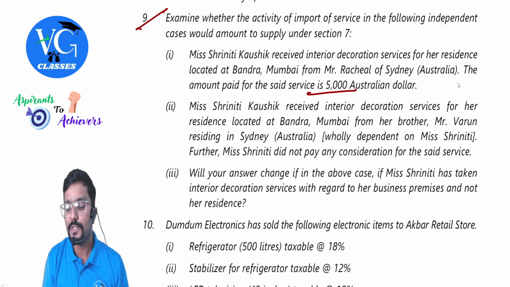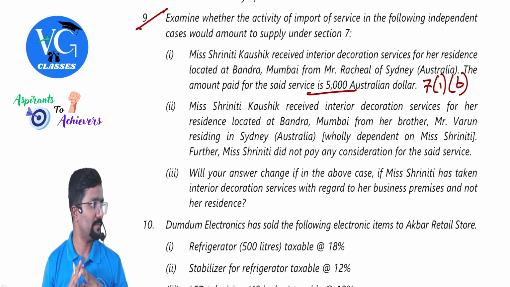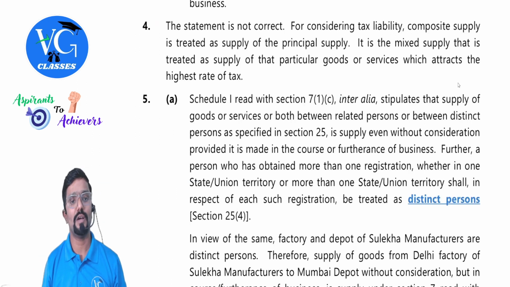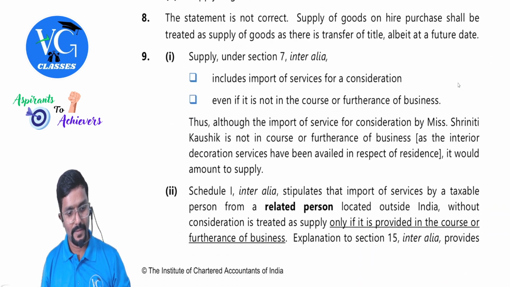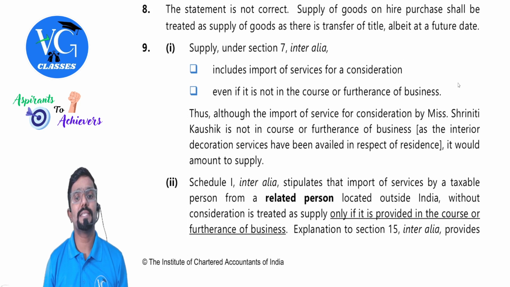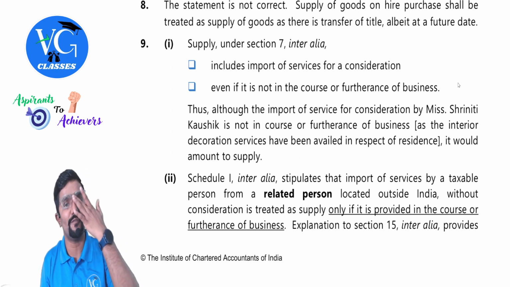Yes, as per 7(1)(b). In that case, purpose doesn't matter. Okay, let us just see the answer. How to present. Supply under 7, inter alia. Inter alia means, out of many, we are mentioning a few points. Includes import of services for a consideration, even if it is not in the course or furtherance of business.